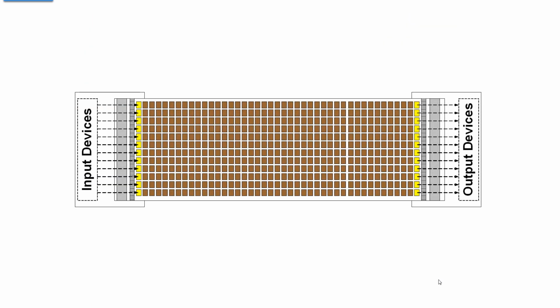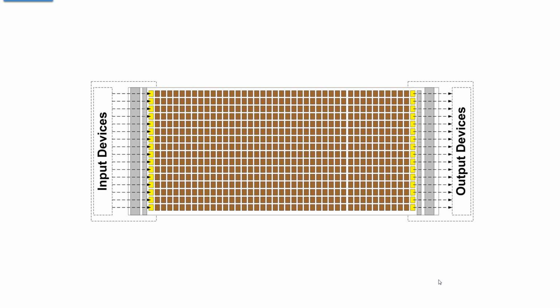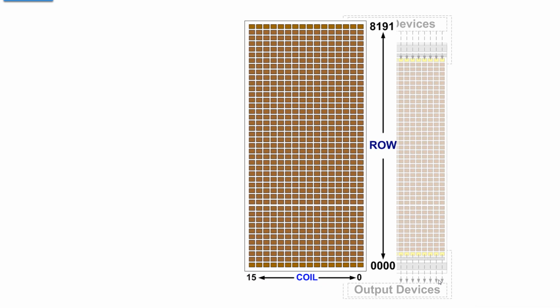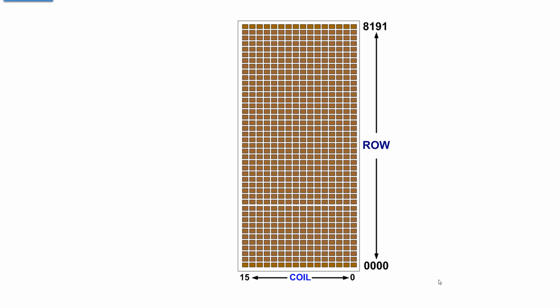Back to our array of relays. I've increased the array of relay coils, so now I have 16 relays in each column, in rows of 16, coils 0 through 15, in rows 0 through 8,191. I don't think there was ever a relay panel with that many coils. With a PLC's memory, we always start with zero. Bit zero, word zero. 8,192 is the number of rows, but remember, zero is the first.